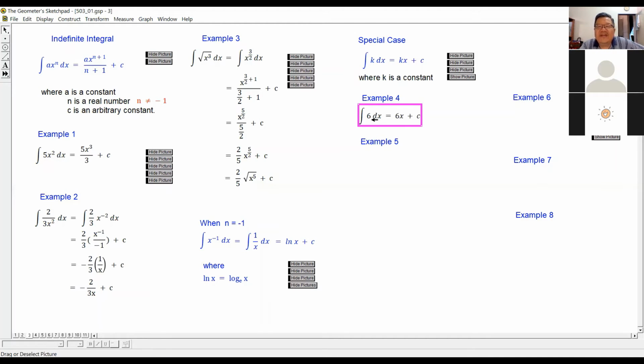Now it's something like that. If I want to integrate 6 with respect to x, the answer is 6x plus c. Although there is no x here, it means x to the power 0. Can we integrate x to the power 0? Yes. X to the power -1 you cannot integrate, but x to the power 0 you can integrate. X to the power 0 integrate is x to the power 1. So that's why we get 6x here. So in general, when you want to integrate k, which is a certain number, with respect to x, the answer is kx plus c. Any question?